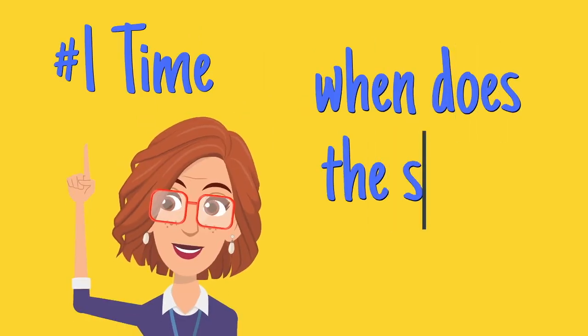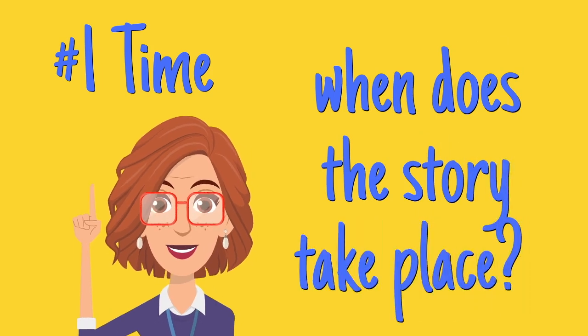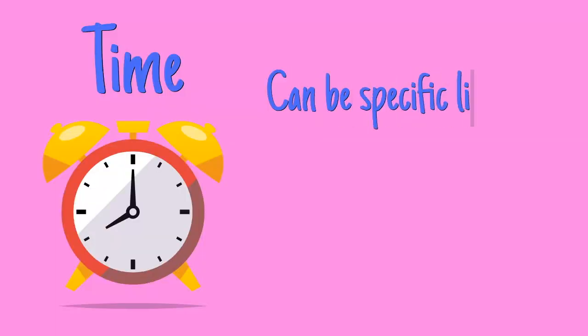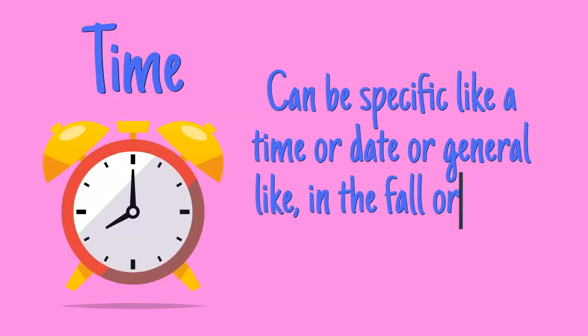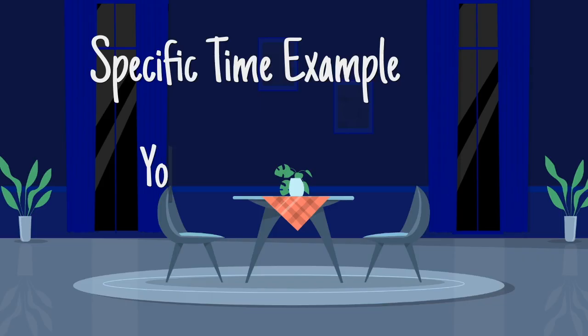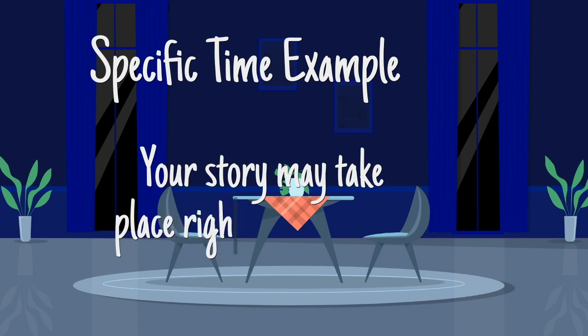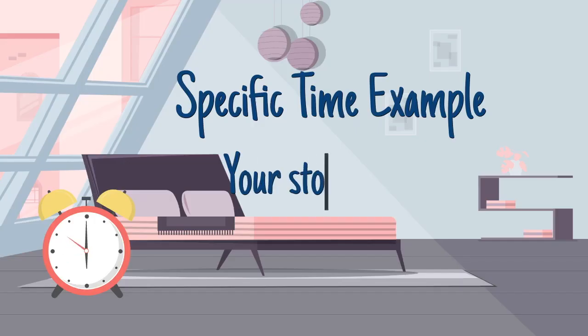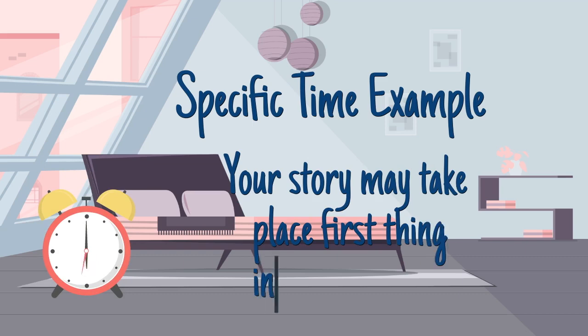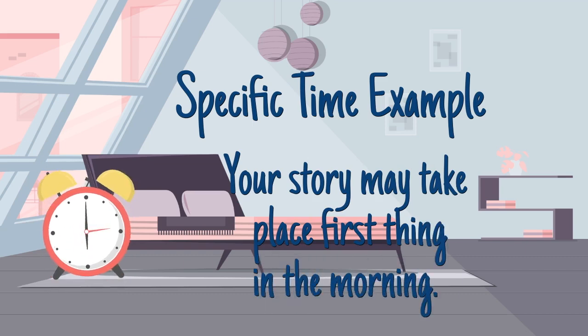The first element is time. When does your story take place? Time can be a specific day, time, or date, or general, like in the fall or in the past. So, what is an example of a specific time? Let's look at that. It could be right before dinner. Your story might take place specifically first thing in the morning.